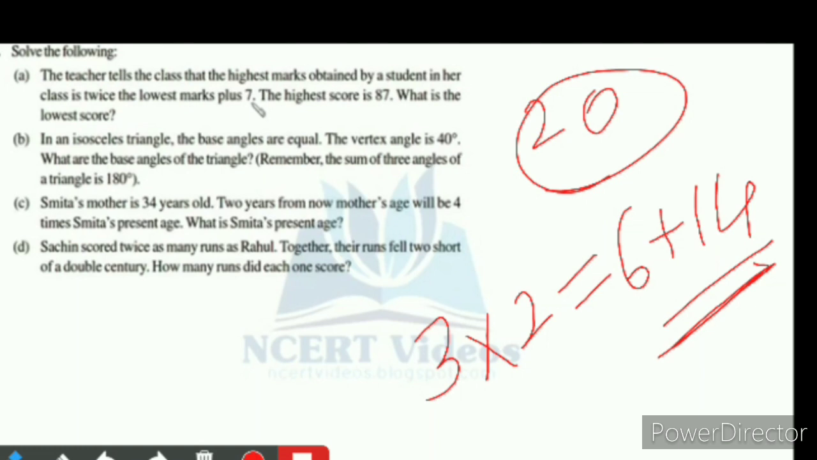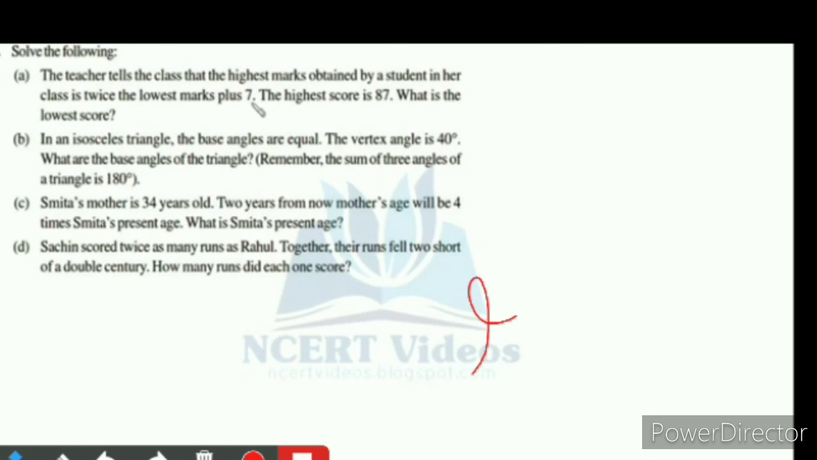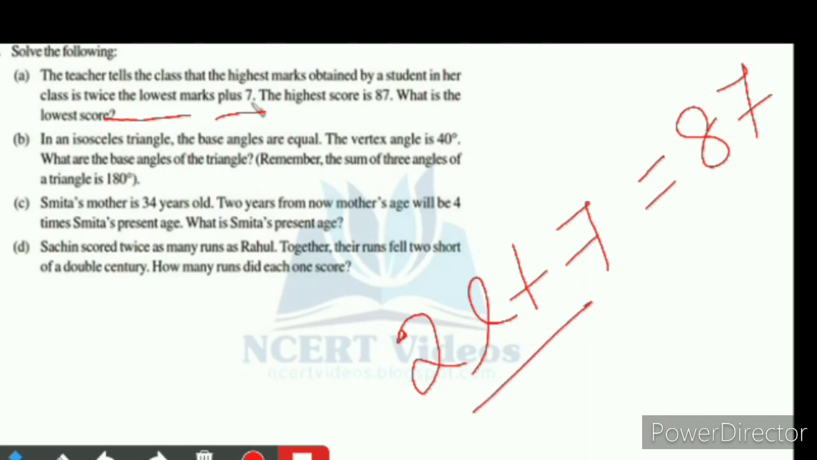Similarly here, they have given the highest mark is 87. But the lowest mark, how much, we don't know. That one we should assume as L. Got it, children? Lowest mark we should assume as L. Twice the lowest mark, that is 2 times L, plus 7 is equal to the highest mark, which is 87.